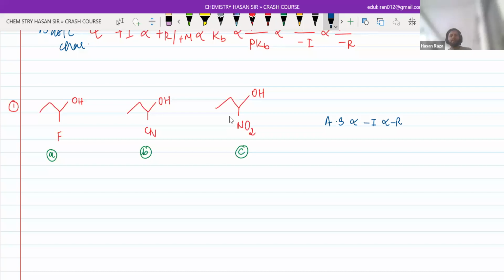NO2 and then CN. Here it is your cyanide, and this is your O negative, and here it is your NO2. Now tell me which one will be the most acidic. And I think you can do this easily.